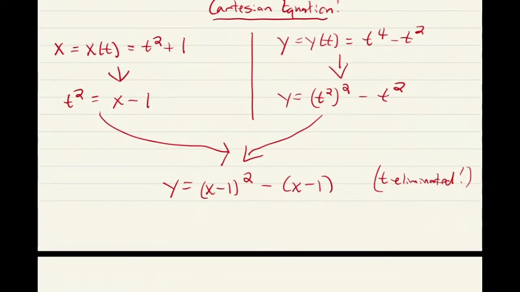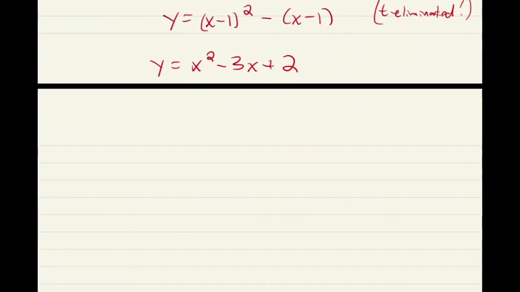All right, can I simplify this? Yes, I can expand. I think I'll just give you the final answer. I won't bore you with the basic algebra, but you should check me. You will get y equals x squared minus 3x plus 2. Okay, that's the Cartesian equation. But I rephrase that. It's part of the Cartesian equation because I said earlier, don't forget the bounds. The Cartesian equation has bounds too.